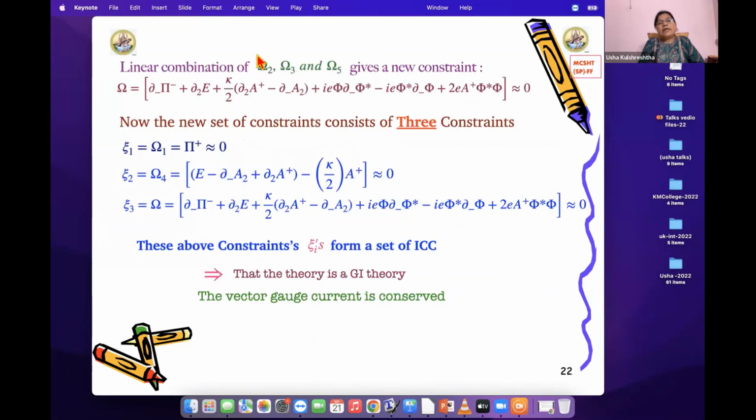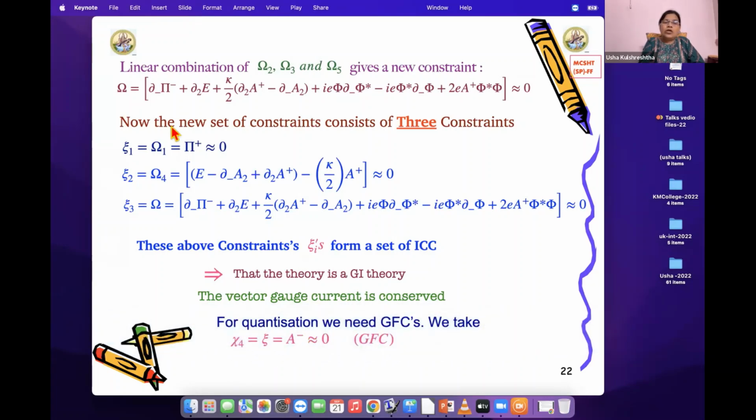Then further we make the linear combination of these constraints, omega 2, omega 3, and omega 5. So this gives us a new constraint, and I have renamed this constraint as omega. Then again, I have renamed all these constraints as Xi1, Xi2, and Xi3. Then these constraints, the Xi's, form a set of first class constraints. So this theory represents a gauge invariant theory, and the vector gauge current is conserved in this theory.